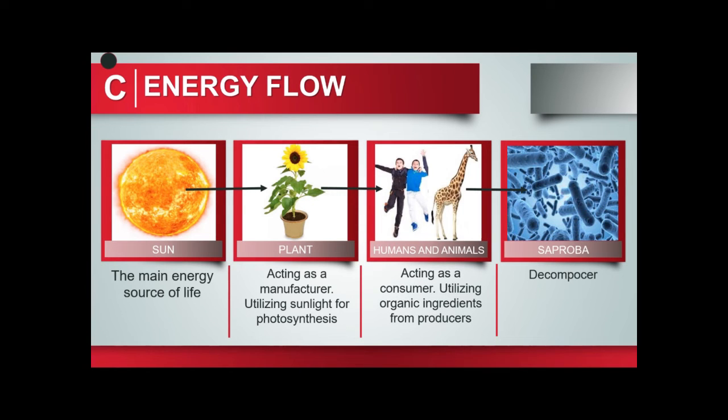Energy flow. The first is the sun. This is the main energy source of life, and then it is transferred to the plant, acting as the producer, utilizing sunlight for photosynthesis, and then transferred to humans and animals, acting as consumers, utilizing organic ingredients from producers. And the last is saprophyte. This is the decomposer.